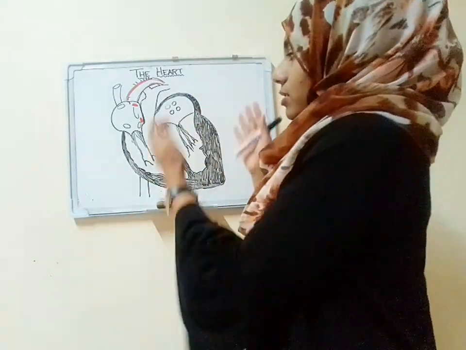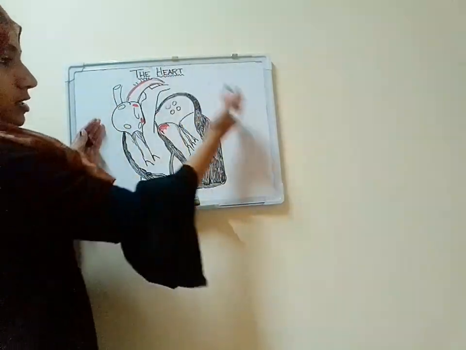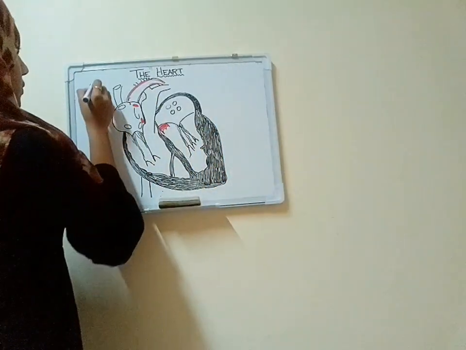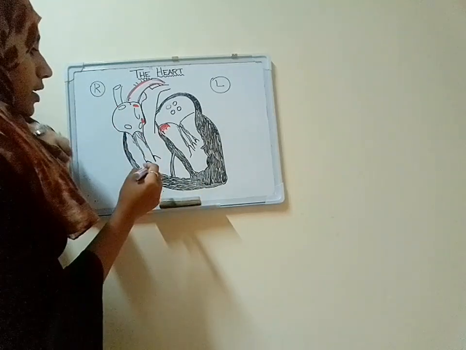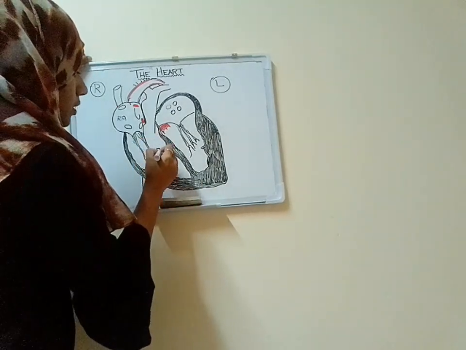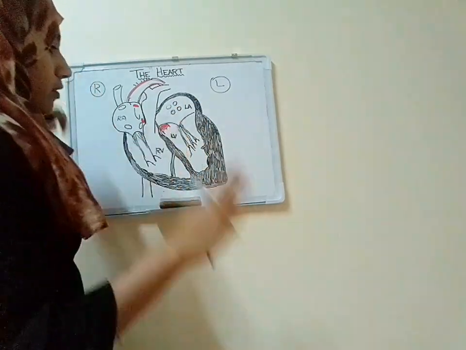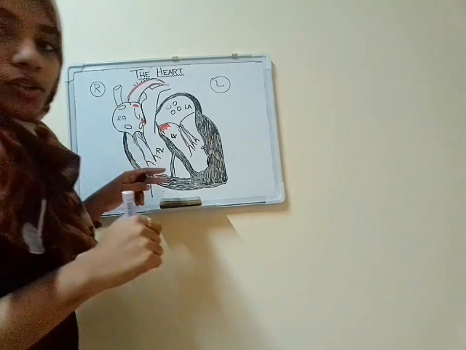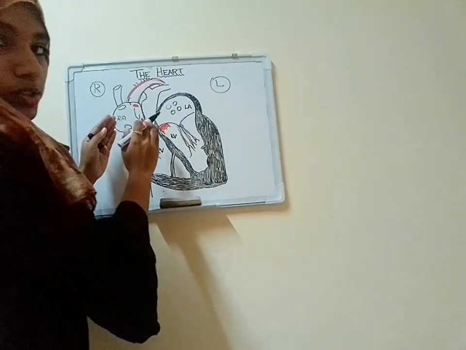To begin with, the heart has 4 chambers. This is the right side of the heart and this is the left side of the heart, just in case you get confused. So this is the right atrium, this is the right ventricle, the left atrium and the left ventricle. So the heart has basically 4 chambers, 2 atria and 2 ventricles. To begin with, we will start with the right atrium alone.